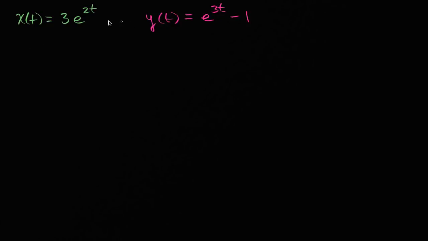So here we have a set of parametric equations where x and y are both defined in terms of t. So if you input all the possible t's that you can into these functions and then plot the corresponding x and y's for each t, this will plot a curve in the xy plane.